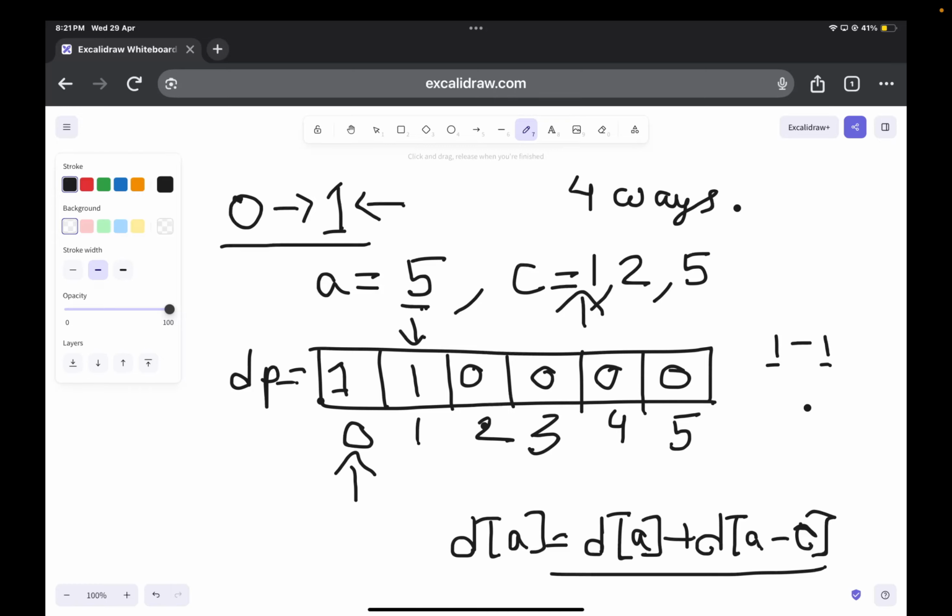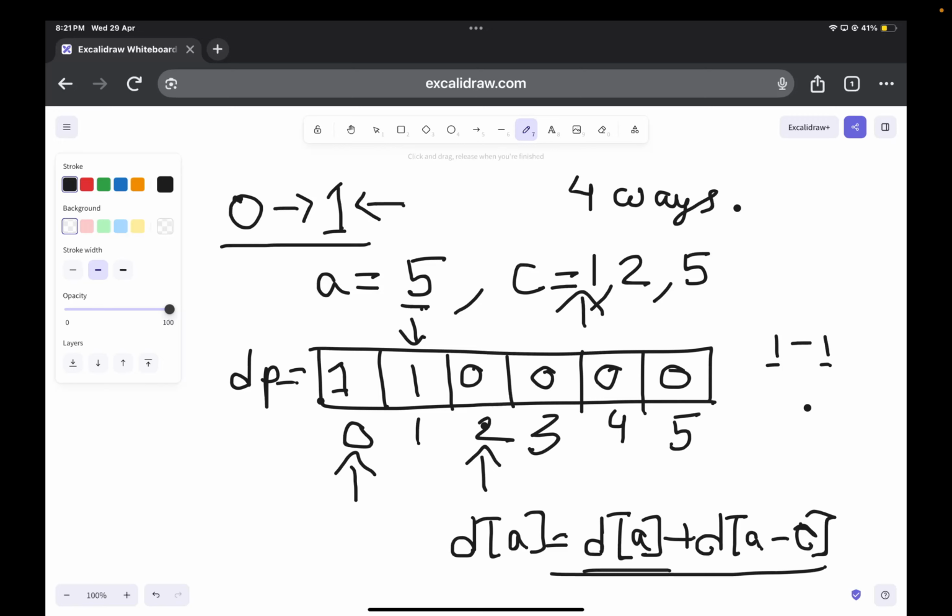Amount is 2, coin is still 1. What is DP of A? Amount is 2, previous DP of amount. What is DP of amount? It is the previous amount. What is previous amount? DP of 2, what is DP of 2? DP of 2.